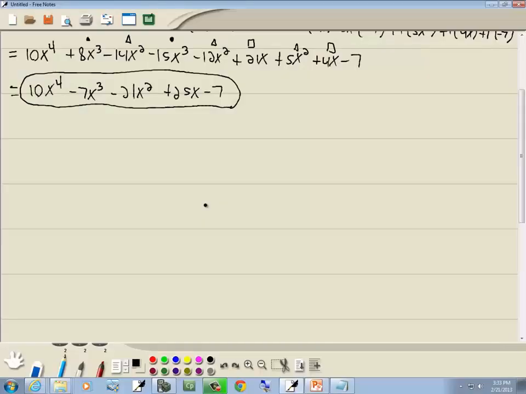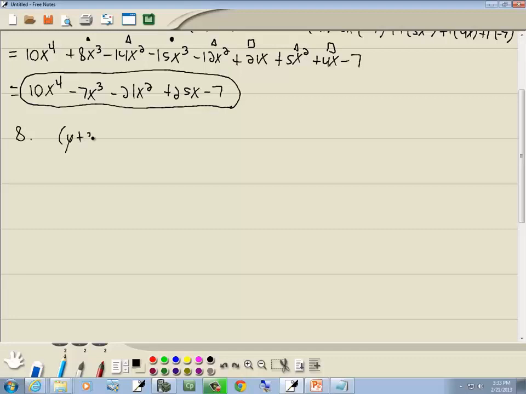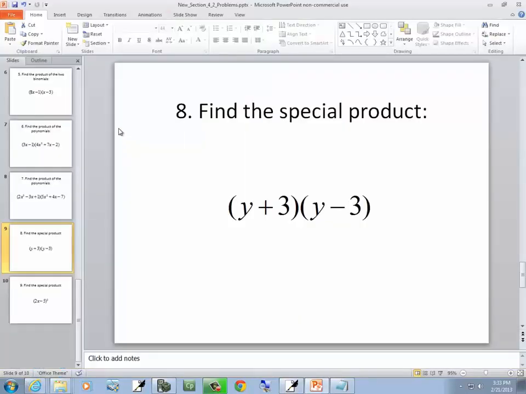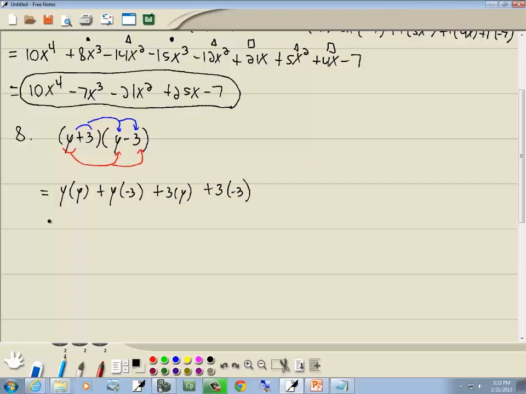Let's take a look at some special products. We've got y plus 3 times y minus 3. Well, let's use the lines here. We'll take y times the y and times the negative 3. And we'll take the 3 times the y and times the negative 3. Alright, we got y times y, times negative 3, 3 times y, and 3 times negative 3.